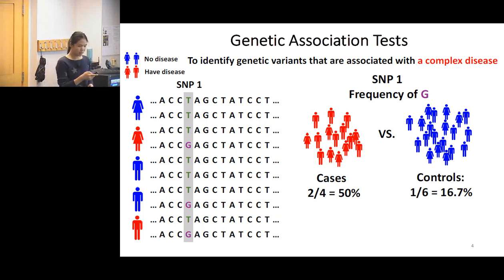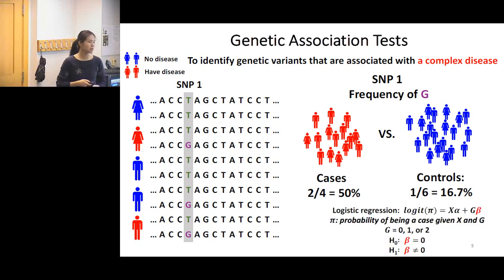And usually we use logistic regression to perform the statistical test of the difference for the G allele between the two groups. Here G is the genotype, the copies of the G allele, and X can include some other non-genetic covariates, for example, gender, age, etc.